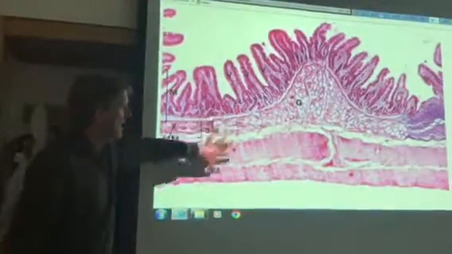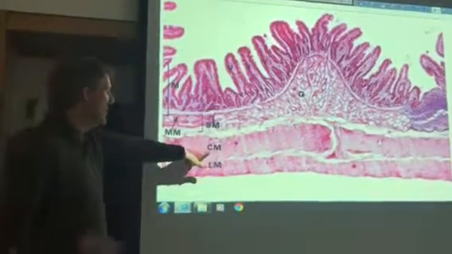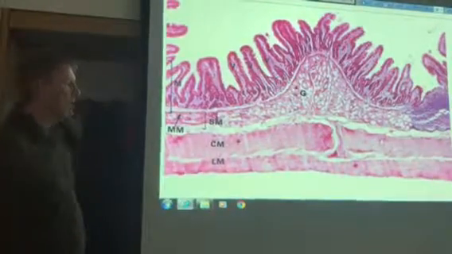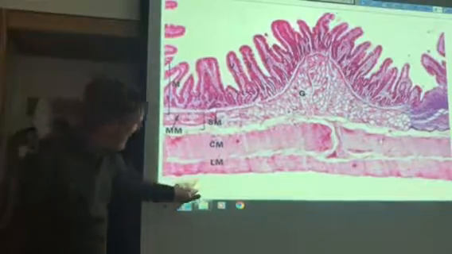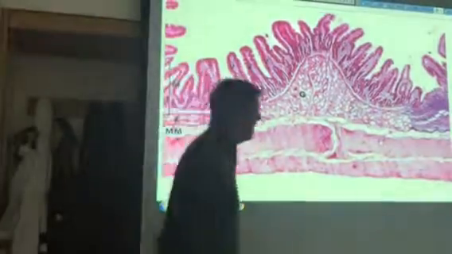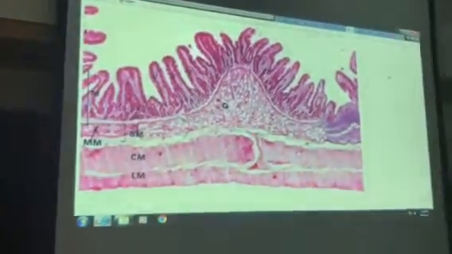This then would be the muscular layer. There's an inner circular layer and then an outer longitudinal layer. And on the outside, barely see it. I don't even, it looks like they took it off. Would be the serosa.